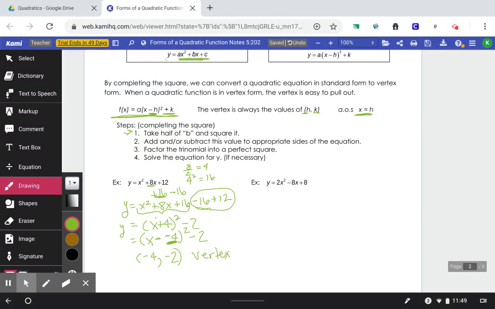All right, and since -4 is the x-coordinate of my vertex, I can also say that x equals -4 is the equation for my axis of symmetry. And those are two things that we can pull out easily when it's written in this form. Okay? All right, let's look at another one.